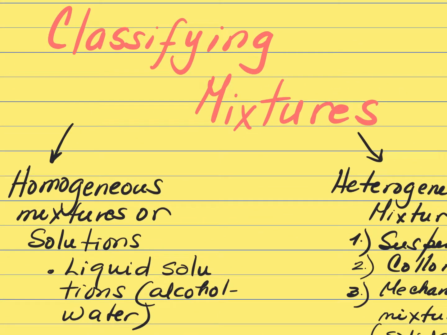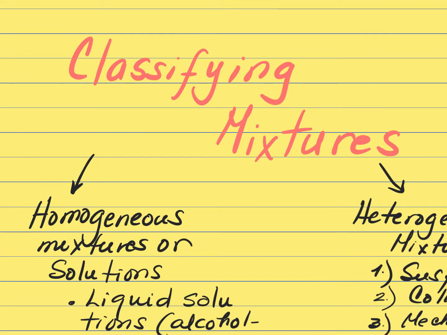First, I would like to start with the classification of mixtures. Remember, pure substances can be separated by chemical means, but mixtures, you're going to be able to separate the different components using physical means. And when I'm talking about physical means, I'm referring to the physical properties. So chemical reactions don't have to be involved.